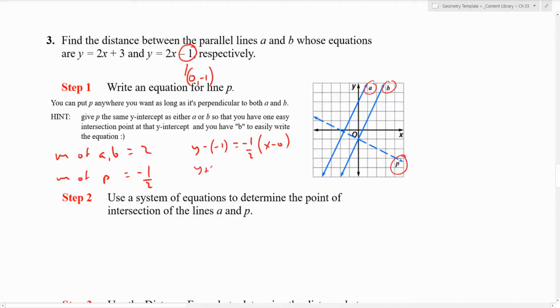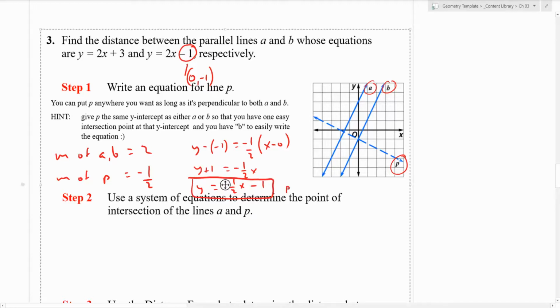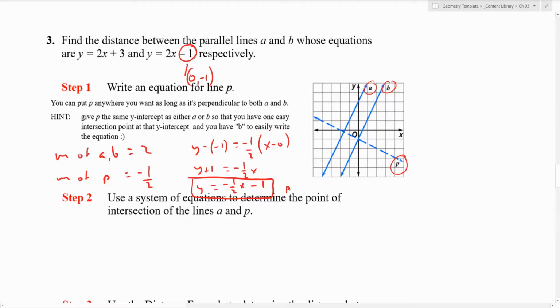So now I have y plus 1 equals -1/2 x, and then y equals -1/2 x minus 1. That's the equation for line P. All right? Now use a system of equations to determine the point of intersection of line A and line P. Okay. So here's my equation for P, here's my equation for A. Let's boil these babies down and figure out where they intersect. All right, so y equals 2x plus 3, y equals negative 1/2 x minus 1.